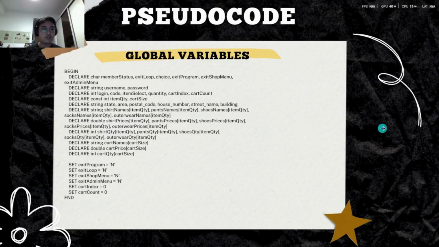So this is the pseudocode for global variables. It is where we declare and initialize global variables and arrays that will be used in the program.